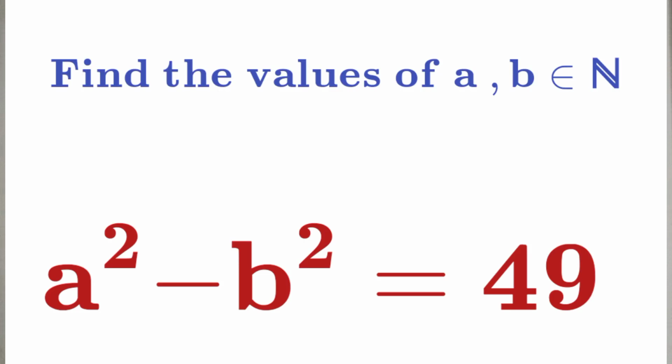Today we want to find all the possible values of the variables a and b such that a squared minus b squared is equal to 49. So please, we intend to bring the clearest possible solution, so you are advised to watch the solution from the beginning to the end. All right, let's start.